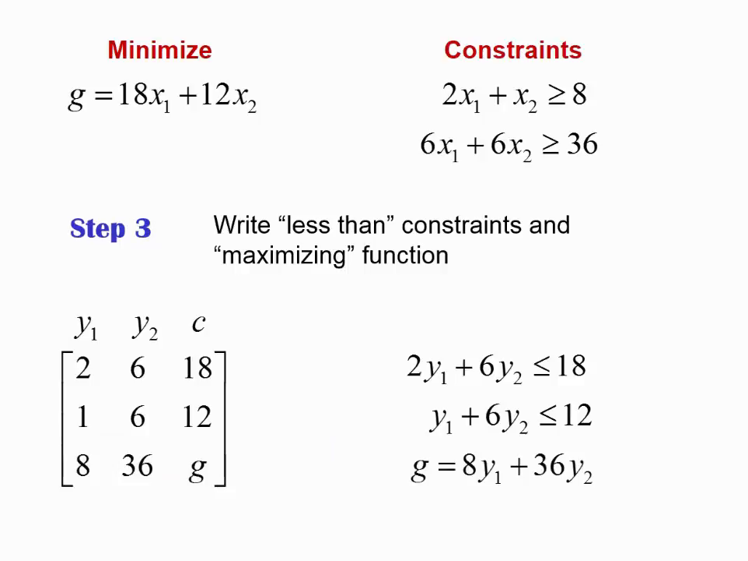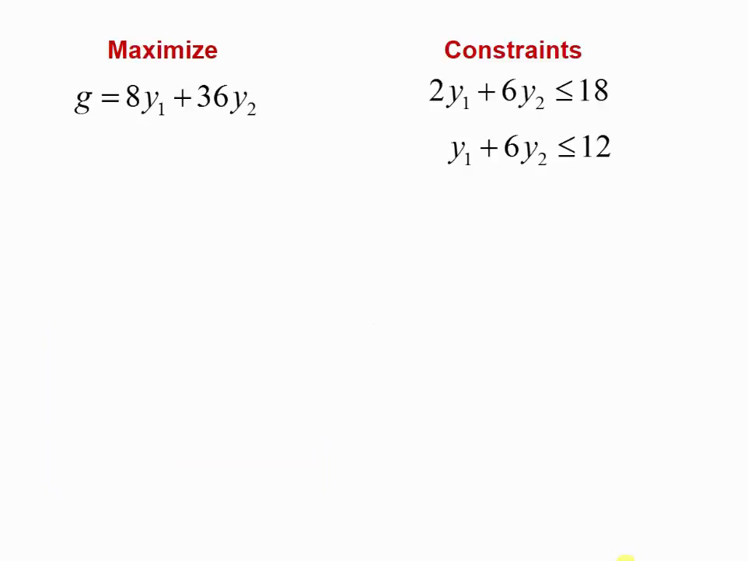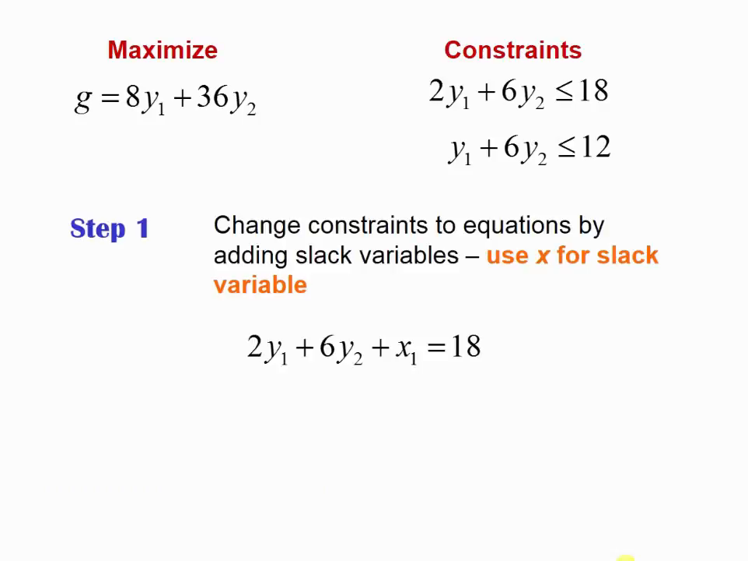And so now we have constraints and optimizing functions just like what we had in section 6.2, and we indeed do the same process that we did in section 6.2. I'll go through that with you for this problem. The three steps look like this. Rewrite the constraints with slack variables. Notice this time, instead of s's for our slack variables, we're using x's.